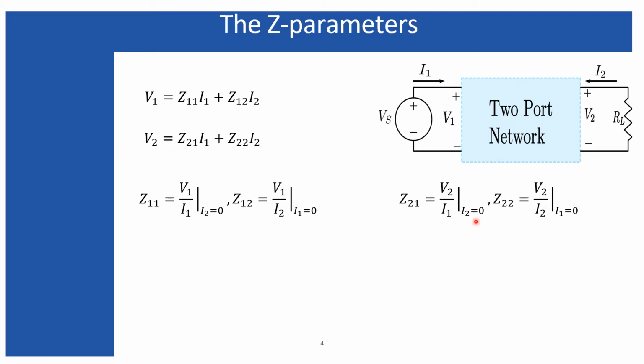Similarly, if you make I2 equals 0 in the second equation, you will have V2 divided by I1 equals Z21. It is called the forward coupling impedance. So when you make I2 equals 0, I1 flows in such a way that a part of this I1 goes to the output and it is producing V2, similar to the first case when it is producing V1 due to I2.